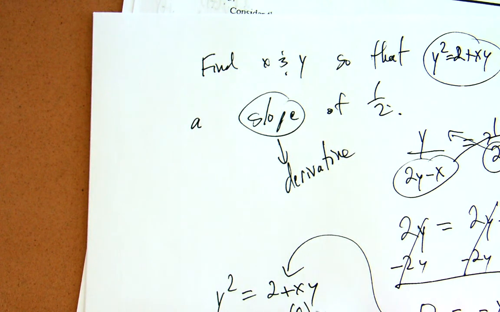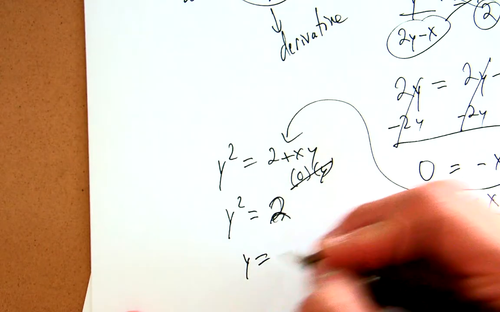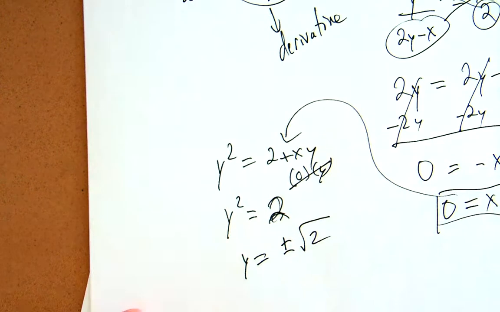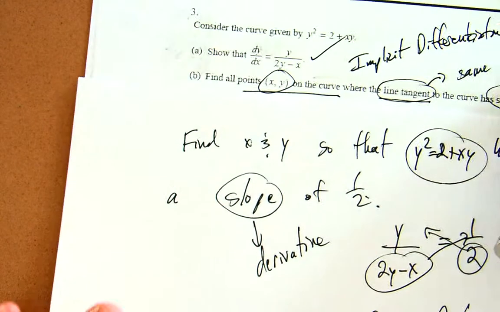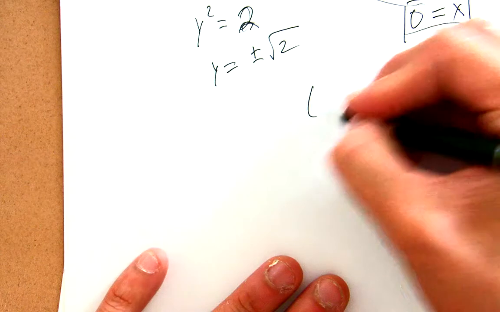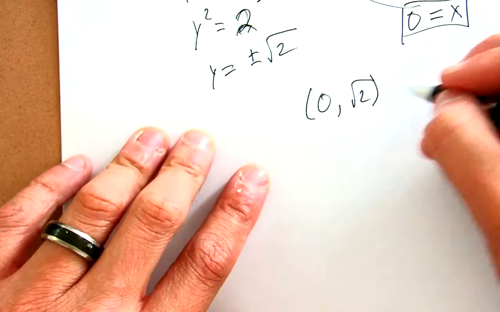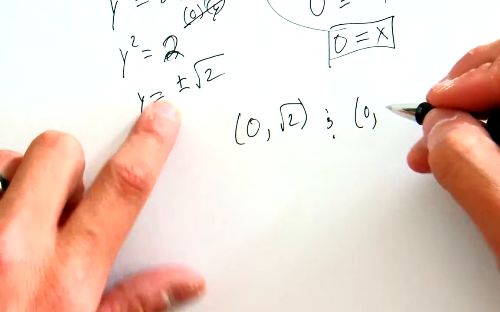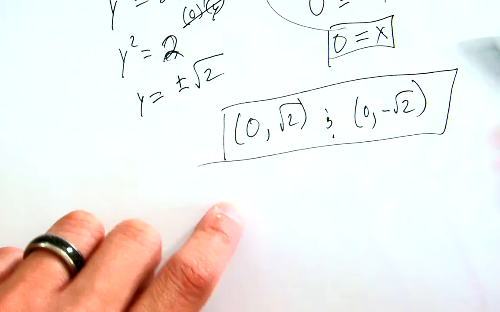Because that was 0 times y, and that's 0. So you just solve: y squared is 2, so y equals plus or minus the square root of 2. Now, if you notice, the problem says find all points. You need to find all points. Because this one has 2 values, one of the points was when you plugged in 0, you got a positive root 2, and the other point was when you plugged in 0, you also had a negative square root of 2. So these are the points that satisfy that equation.